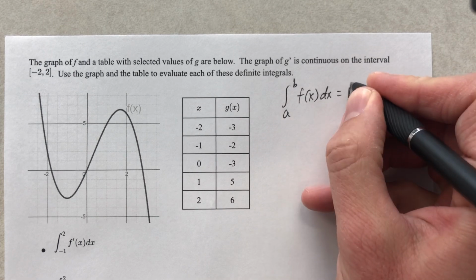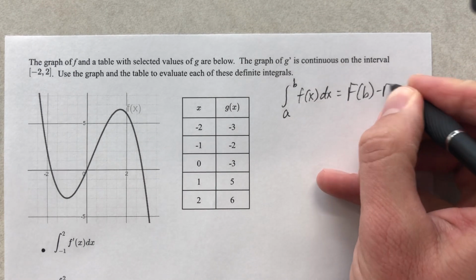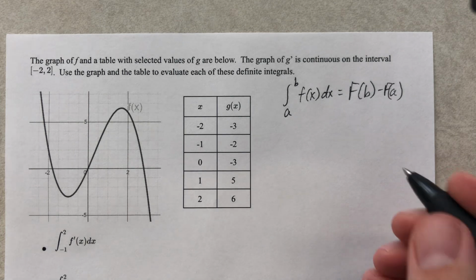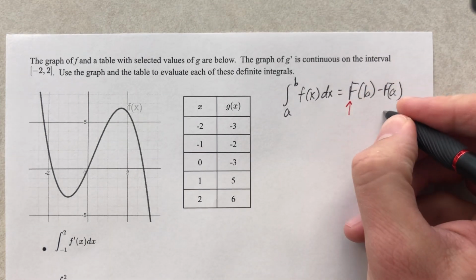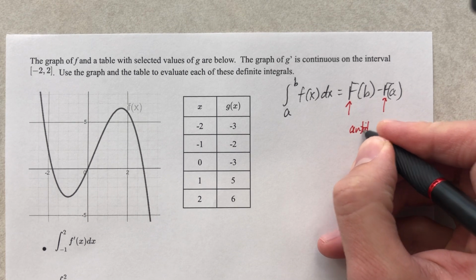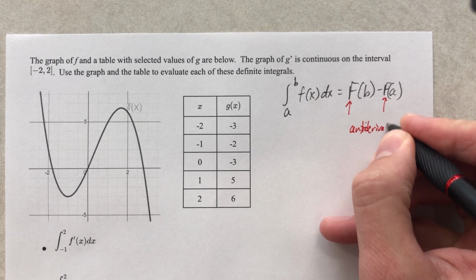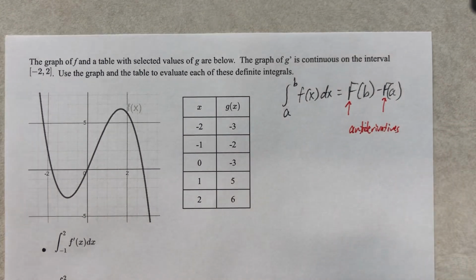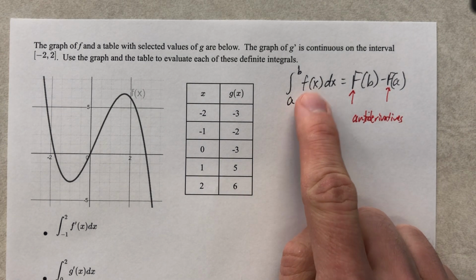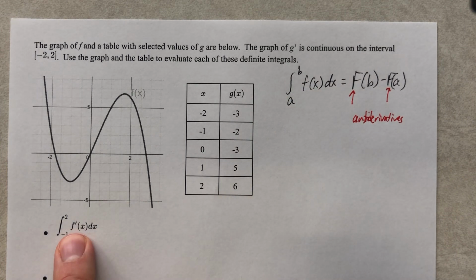dx equals capital F of b minus capital F of a. And we're not going to worry about uppercase, lowercase, all that stuff. What I am going to deal with is that this and this are, if I could spell, derivatives. So again, don't worry about uppercase F and lowercase f and uppercase G and lowercase g. I just need an antiderivative of whatever's in here. Well, what's in here? The derivative.